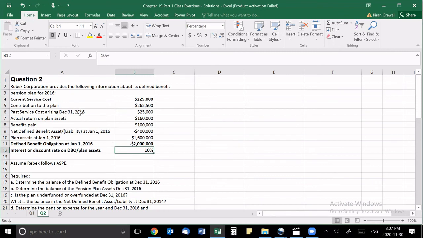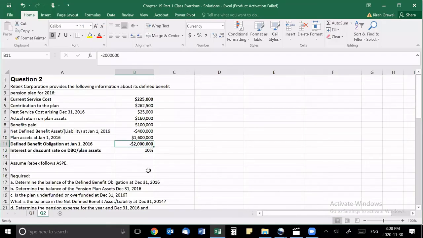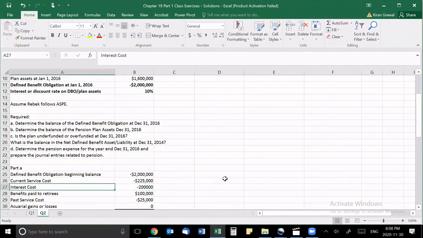But because this arose in December and we only need to work with the opening balance of our defined benefit obligation to determine our interest cost, we're going to take our $2 million and multiply it by the 10%. All right, so you can see it there, the 200,000 for our interest cost. And interest cost gets added to our liability. Because our liability is already a negative amount, we're going to also have the interest cost as a negative amount.